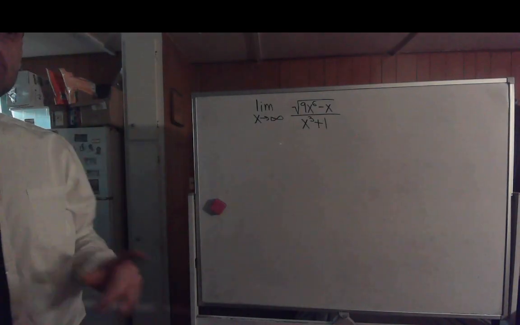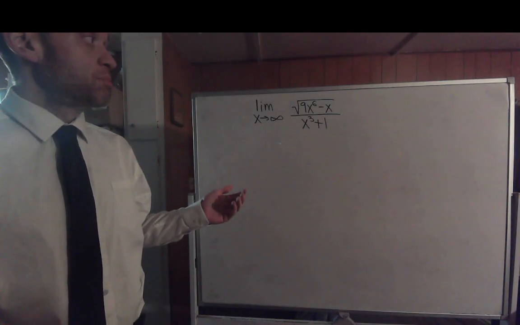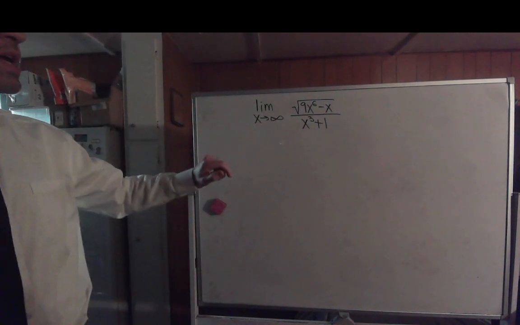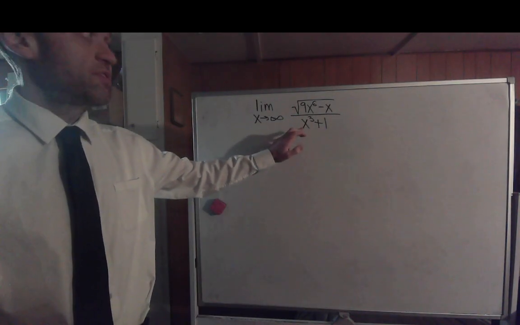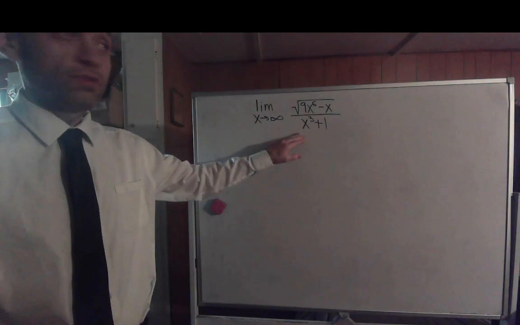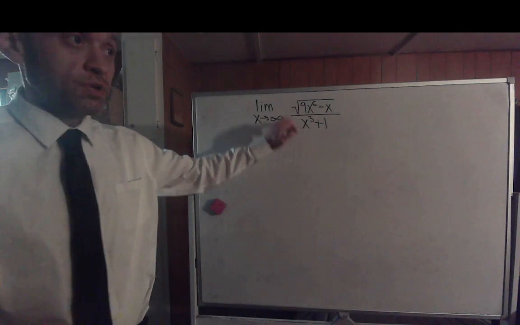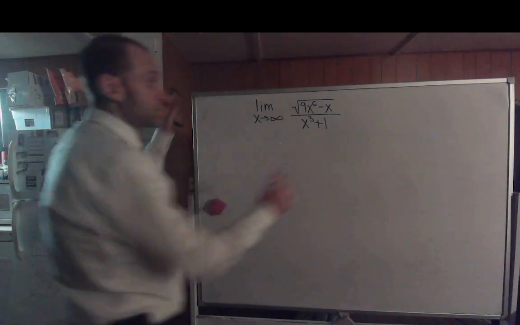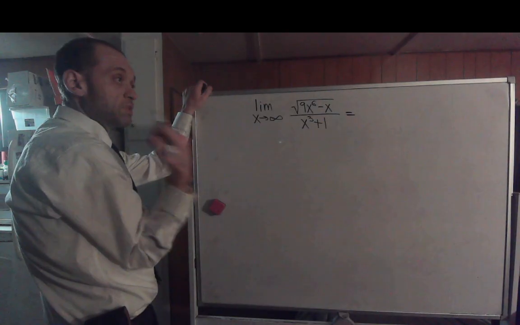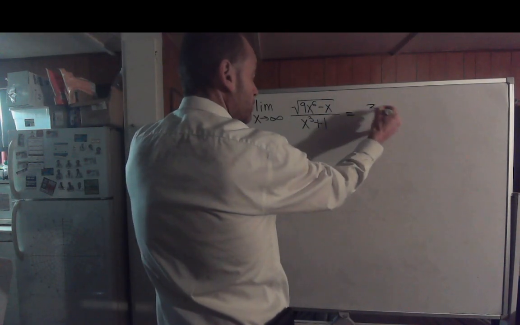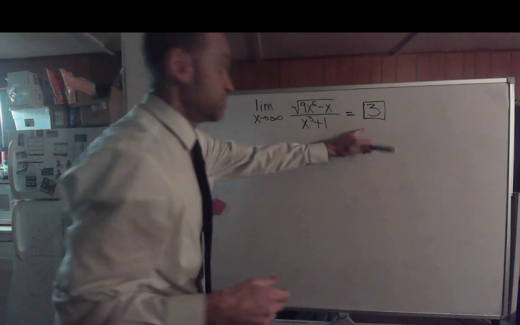And at first glance it might look like the degree of the numerator is greater than that of the denominator, but let's really look at the numerator. If I take the square root of 9x to the 6th, that would end up giving me 3x to the 3rd, right? So in actuality, these are the same degree in the numerator and denominator. So that means you just take the ratio of the leading coefficients, that'd be 3 to 1, or simply 3. So the limit in this case would be 3.